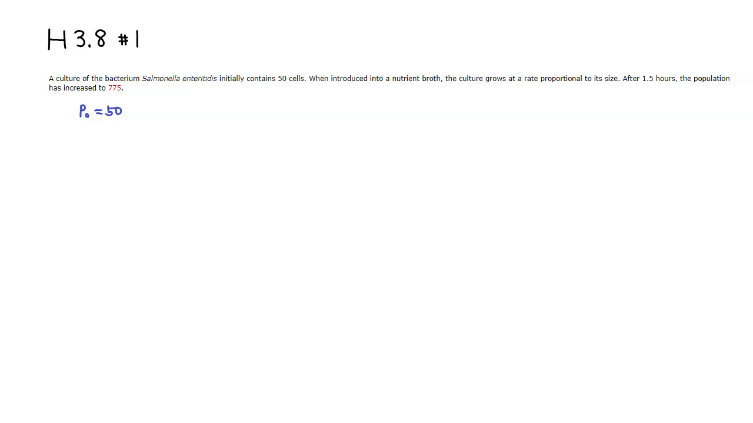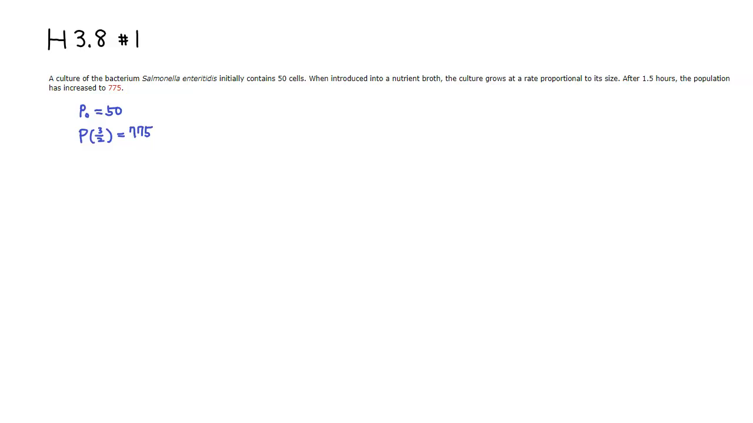And it's introduced into the nutrient broth, and it grows at a rate proportional to its size. Okay, so it's an exponential function. Then after 1.5 hours, P of 3/2 is going to be 775. Right, we have that. Then we want to find the population function.